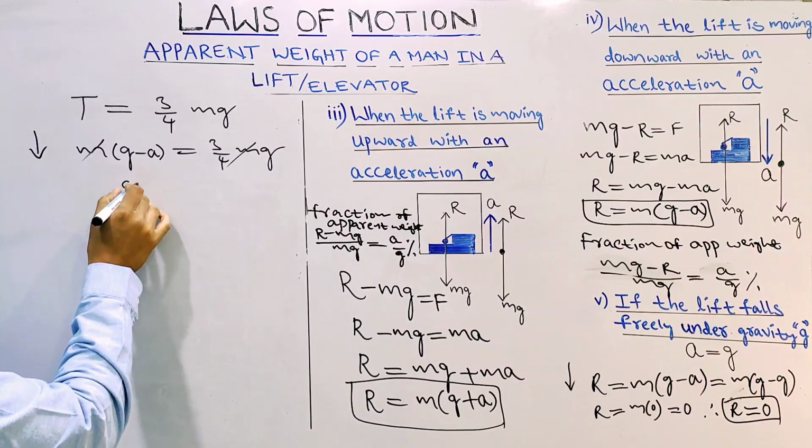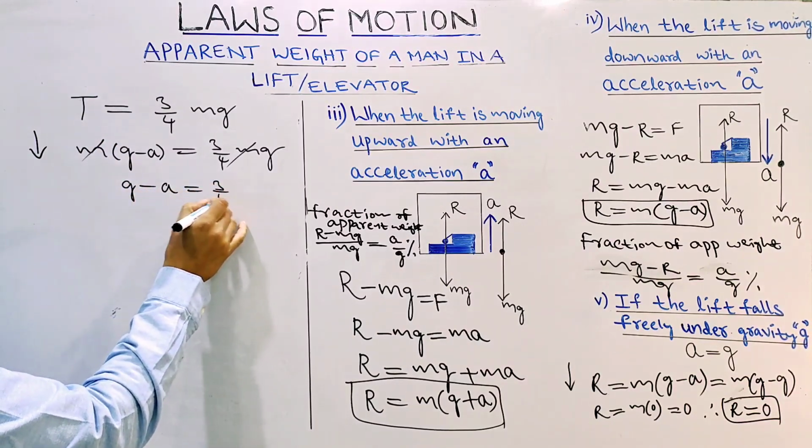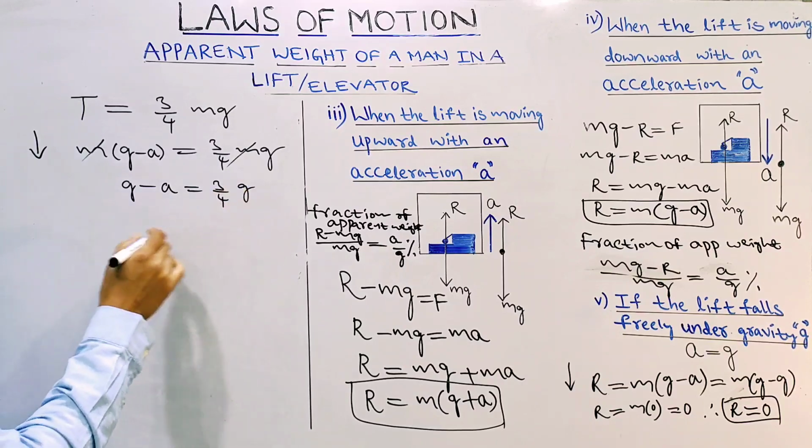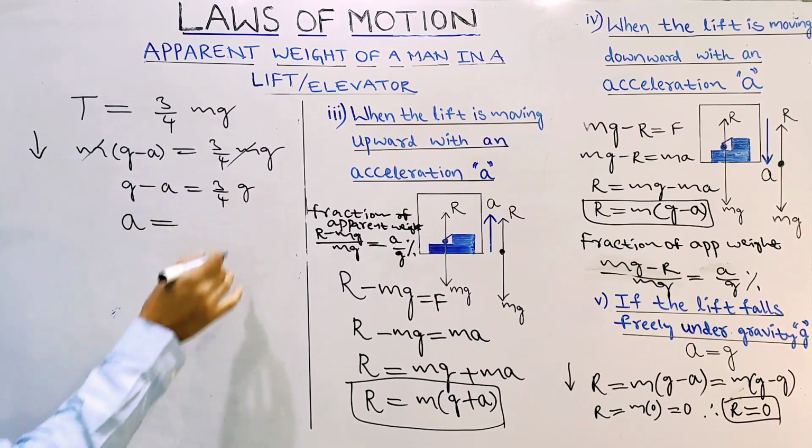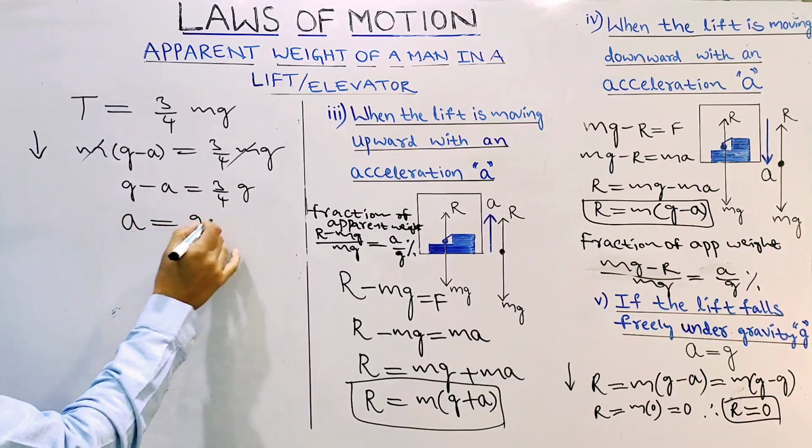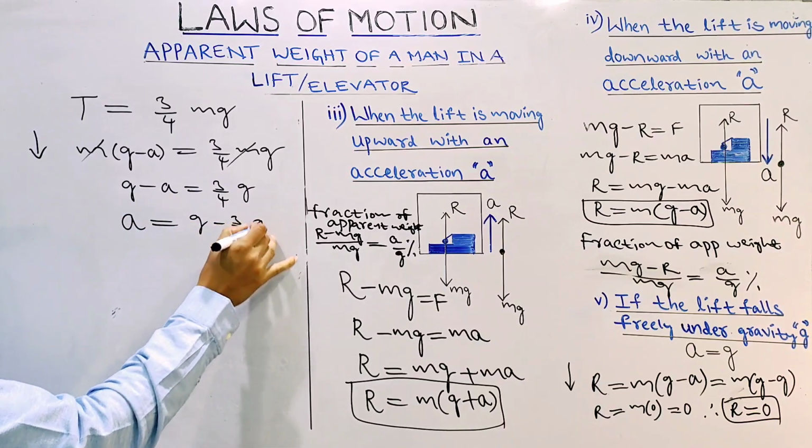Okay, g minus a equal to what? 3 by 4th of g. Here acceleration they are asking. Acceleration a equal to what? So g minus 3 by 4 g.